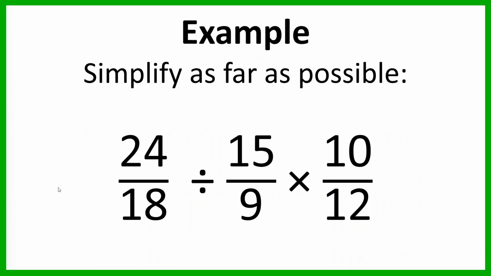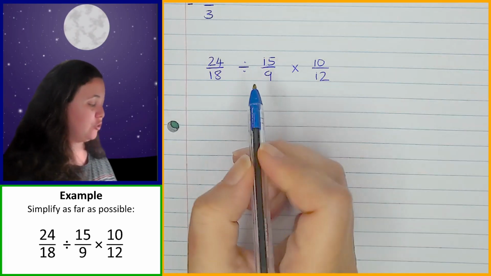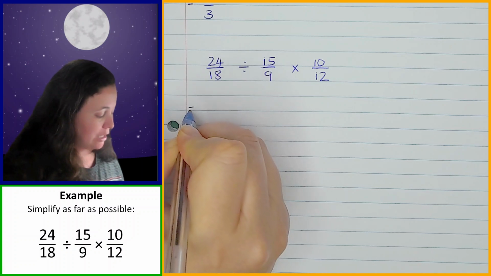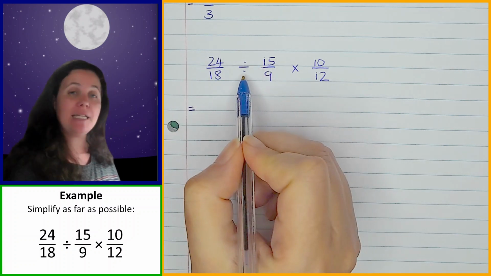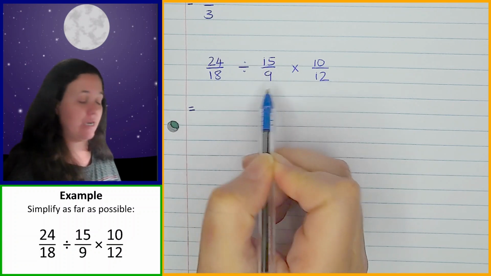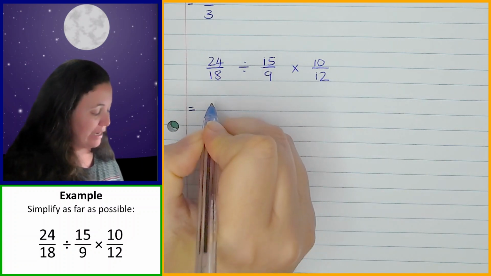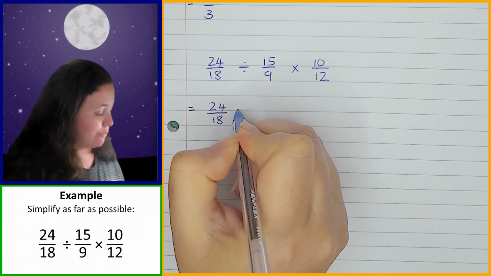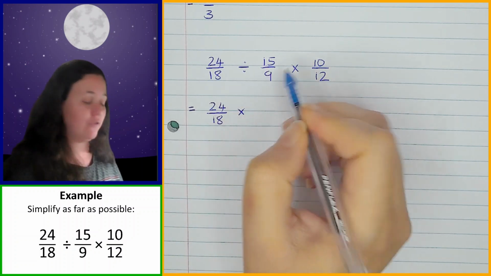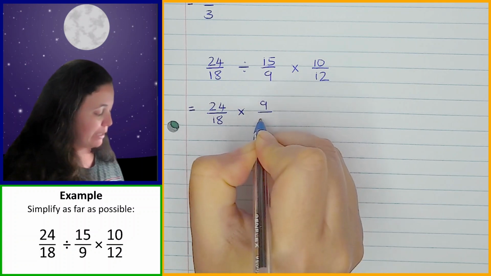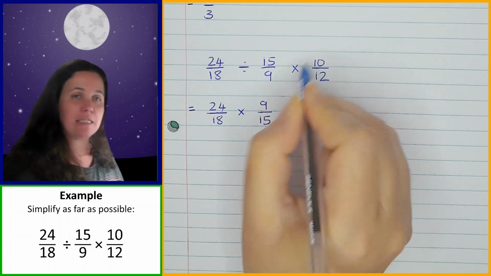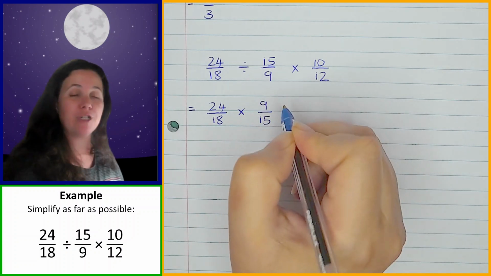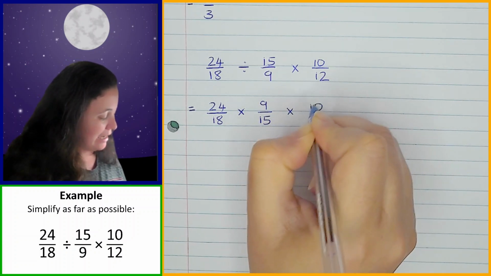So in this question, we've got 24 over 18 divided by 15 over 9 times 10 over 12. So let's see how we would do this question. Remember, the first thing when you have division, you tip and times. The only thing that's going to change is the divide sign and the fraction that is directly after that divide sign. Everything else is going to stay as it is. So the 24 over 18 doesn't change. The divide is going to change to a multiplication sign, and the 15 over 9 is going to invert. We tip it over, it becomes 9 over 15. And then this over here doesn't change because it is multiplication. So we've got times 10 over 12 still.